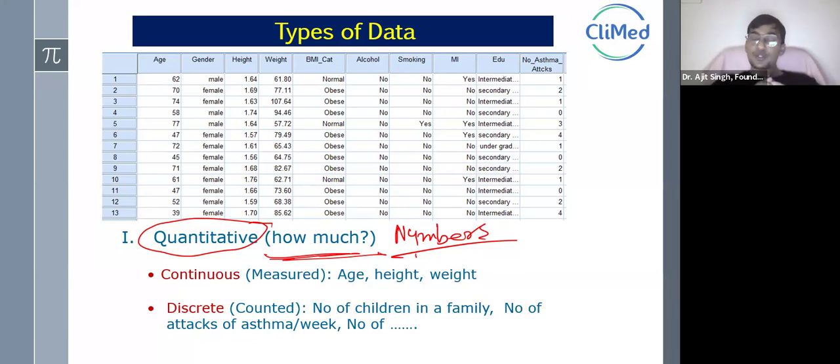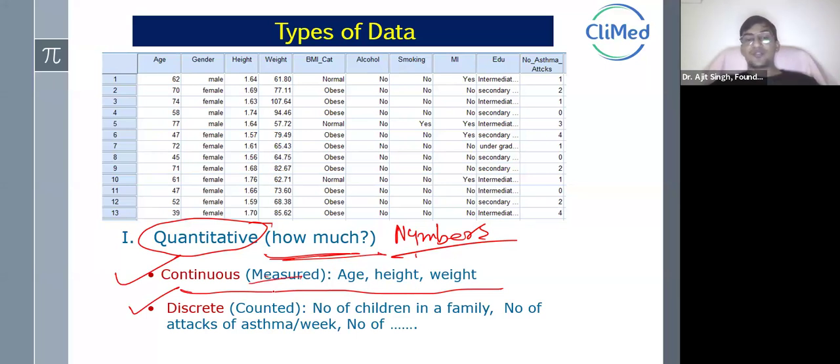So there are two types of data. One is quantitative. Quantitative means how much, the numbers. The numbers are also of two types: one is continuous, one is discrete. What is continuous? As per my differentiation, first, remember guys, they are measured. We can measure it.